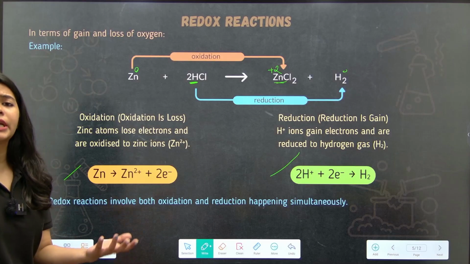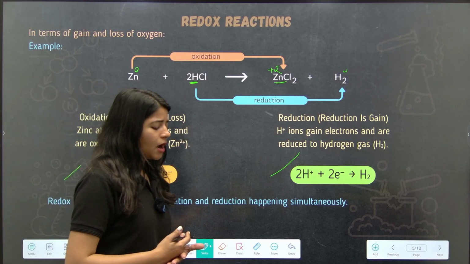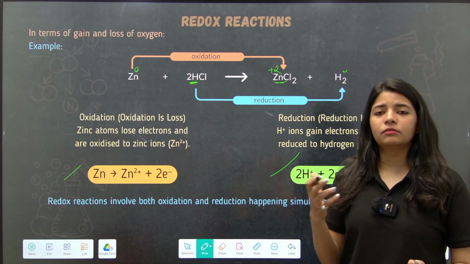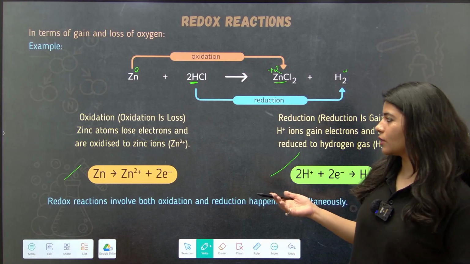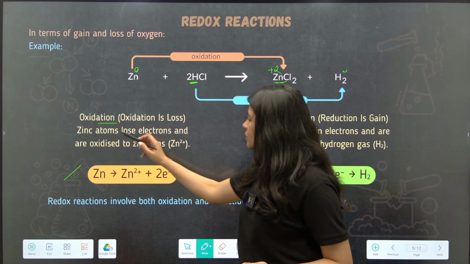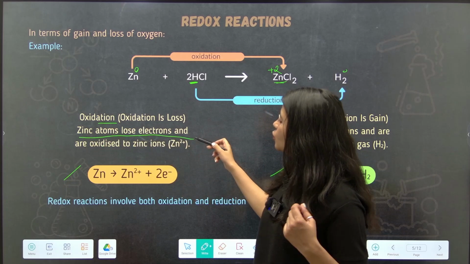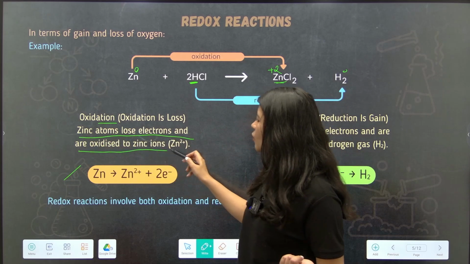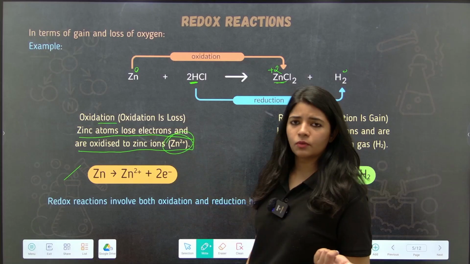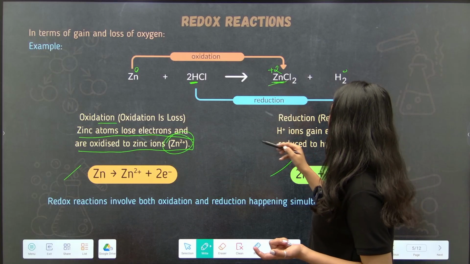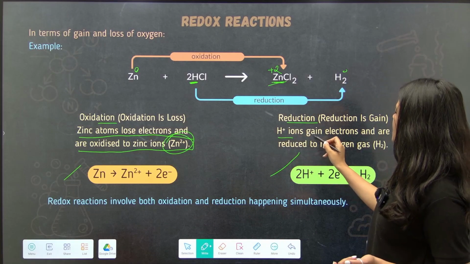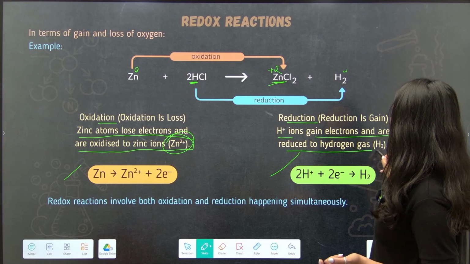We have already done the writing part, that is, how we write out the ionic half equation in electrochemistry. So oxidation is loss of electrons. The zinc atom loses electrons and is oxidized to zinc ion, Zn2+. This is what I told you here. Then reduction: H+ ions gain electrons and are reduced to hydrogen gas.